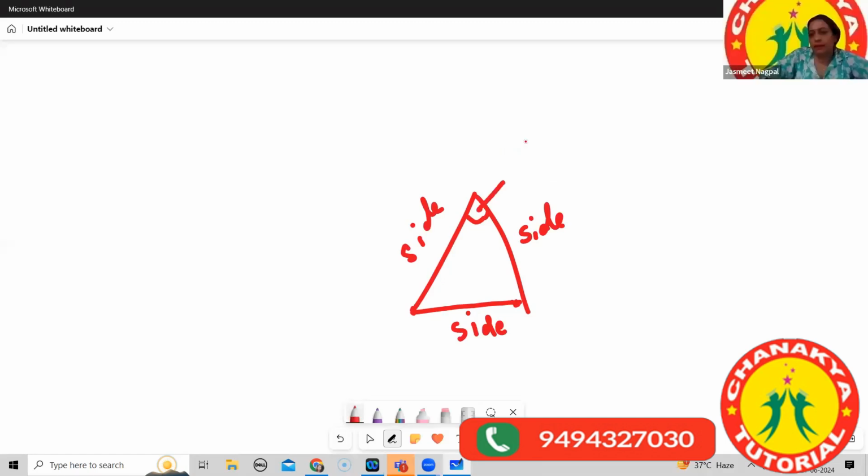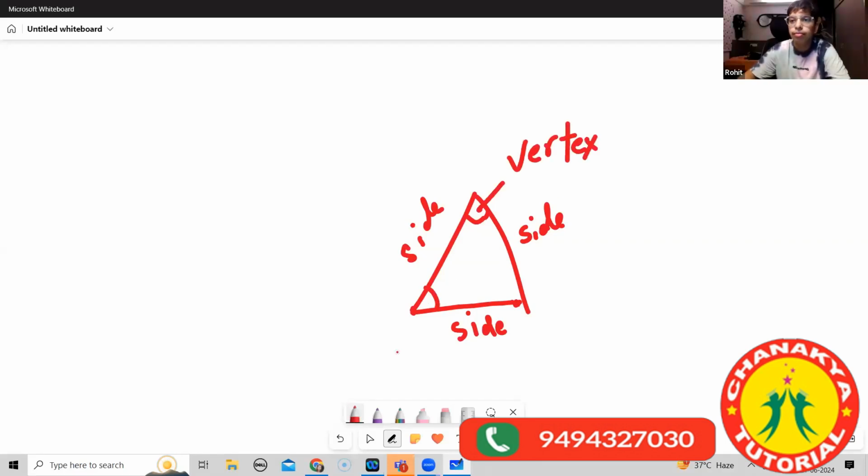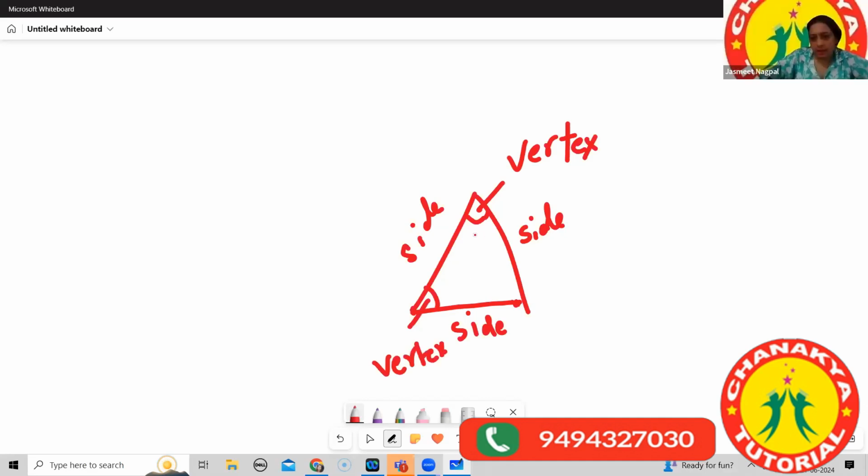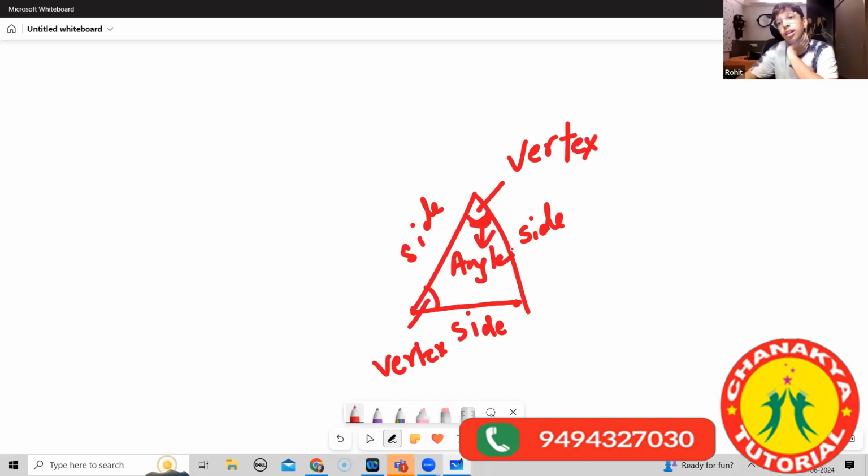I will draw the angle now. So that is called the vertex. Yes, ma'am, this is also a vertex. Okay. And this is an angle. On the inner side, you can call this an angle inside the triangle.